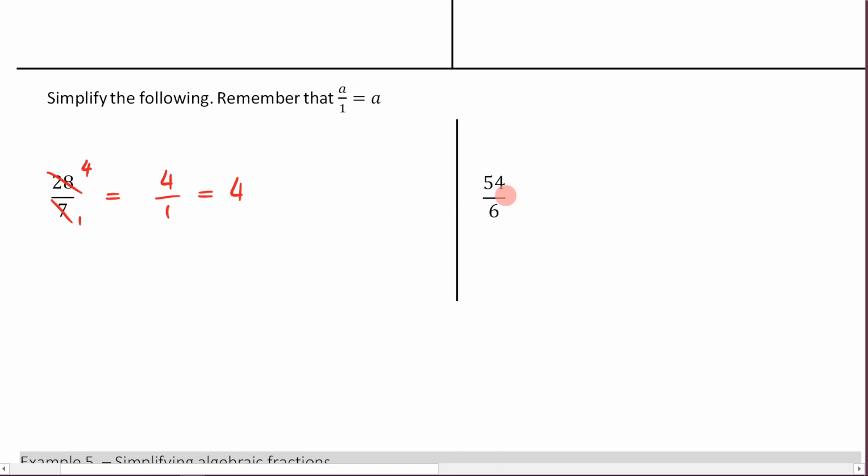So too over here, 54 divided by 6 is going to be 9. 6 divided by 6 is going to be 1. So it's just 9 on 1, which is the same thing as 9. So that's just an important thing you need to remember. Okay, let's keep on going now.